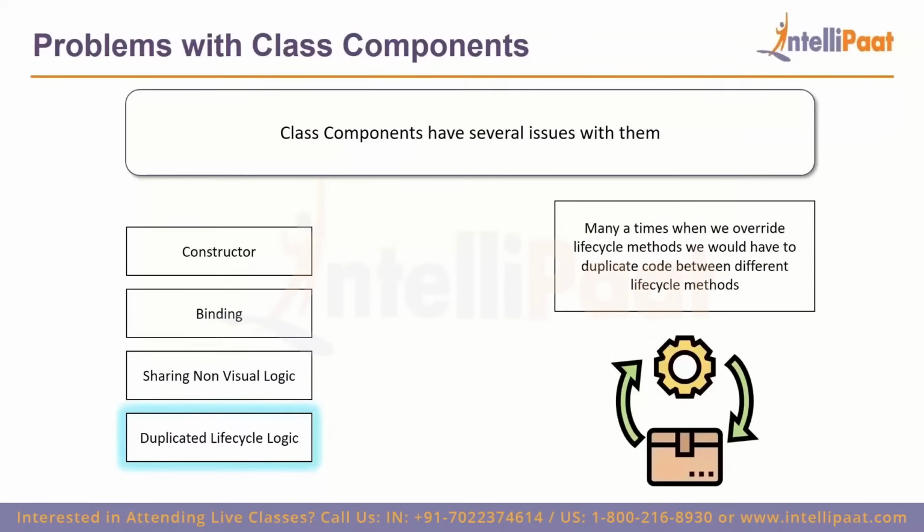And finally, there's duplicated lifecycle logic. In lifecycle methods, if we want to use the same code in different lifecycle methods, we would have to copy and paste the code, mainly because this is how classes function. You could extract it to a function, but that function still needs to be called from multiple places, and that leads to a lot of problems as well. So these are the kind of problems that we reach in class components. Specifically in the lifecycle methods, we would have to duplicate the code between different lifecycle methods, and that's one of the major reasons why the React community moved to hooks, because with functions these problems are not there.